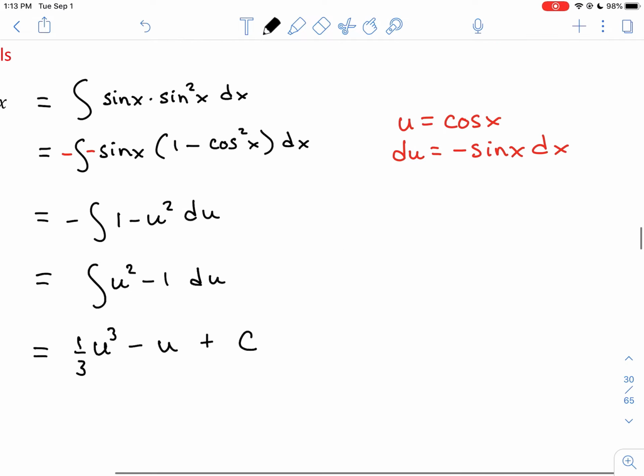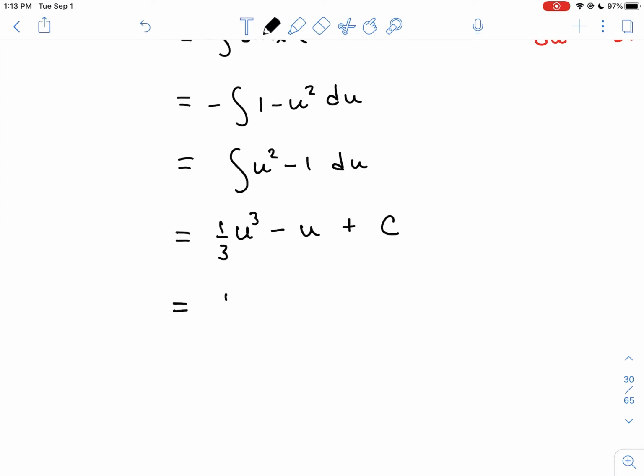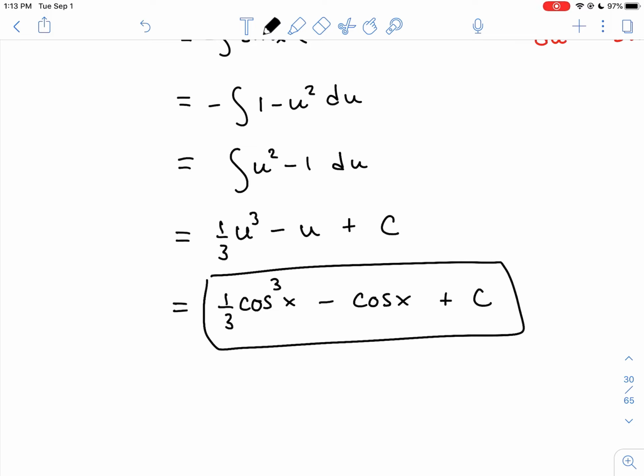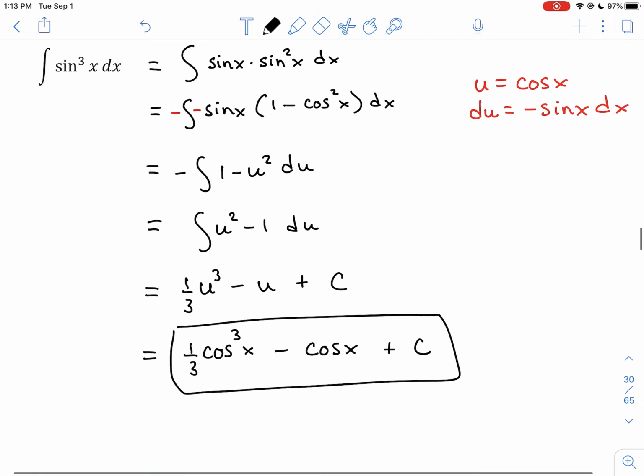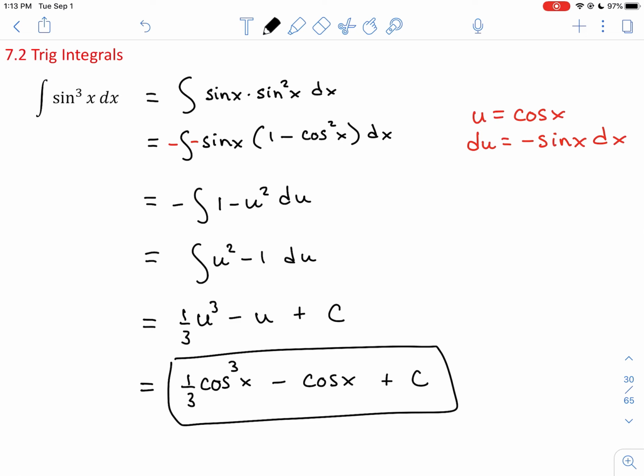And then finally, we're going to do our back substitution. All the u's we're going to change back to cosine of x. And so we have 1/3 of cosine cubed of x minus just cosine of x, and then plus c. And this is our final answer. Now I leave this to you to verify with a derivative. Don't forget to use the generalized power rule, the chain rule, and do the derivative correctly. But you should get to the point where when you do a derivative, you could express your answer something like that, and then use the Pythagorean identity to go to that, and then go back to the original.